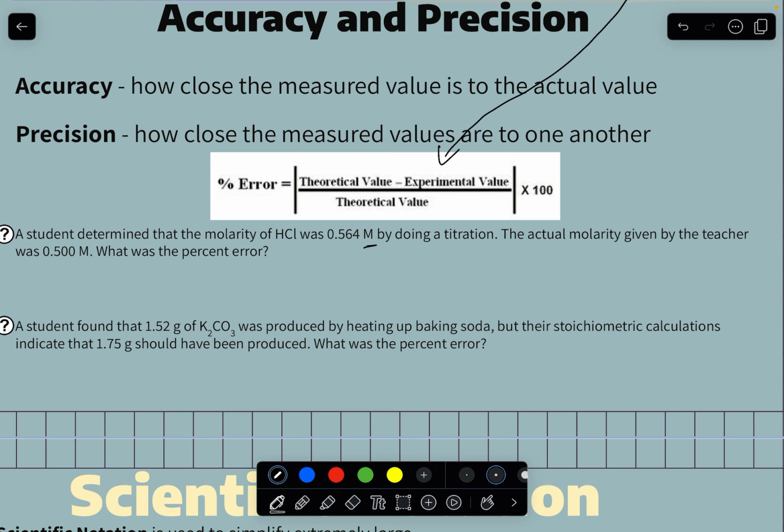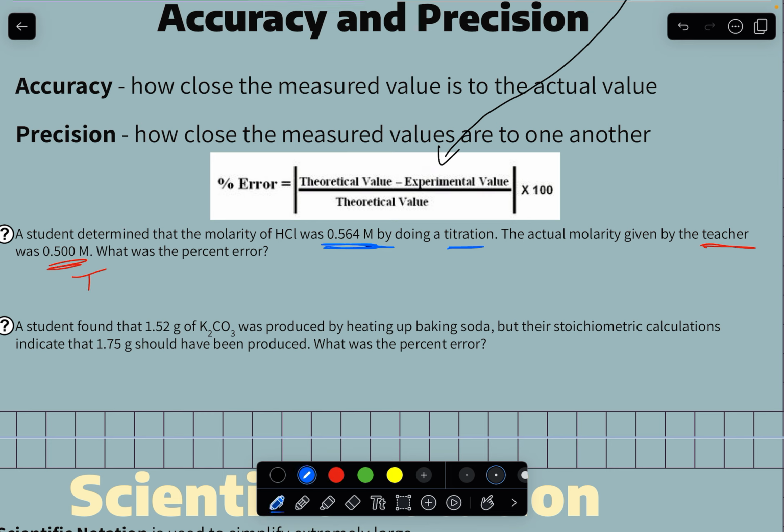So here we have two numbers. We have a number that the student got by doing a titration, by doing the experiment. Then we have a number that came from the teacher. The number that came from the teacher is going to be the theoretical. That's what we should have gotten. So I'm going to put a T by that number.